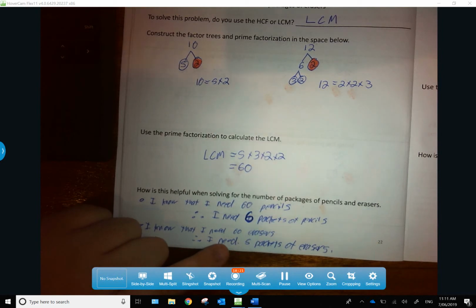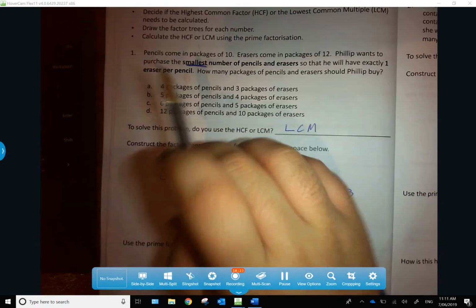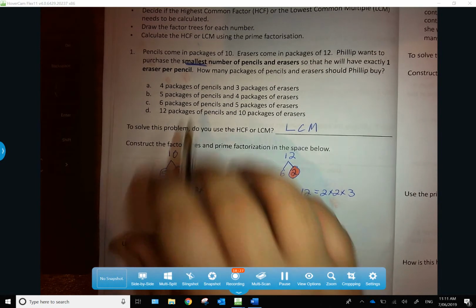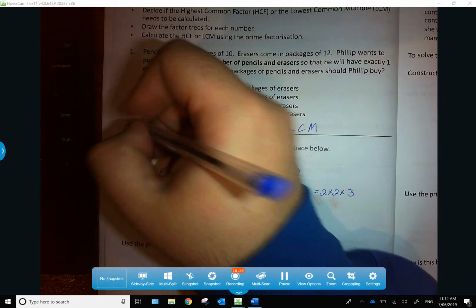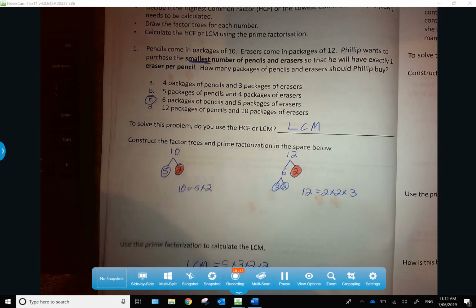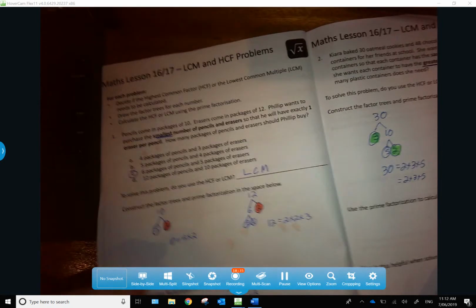Okay, so let's see if I can solve this problem. Which one is it? I need 6 packets of pencils and 5 packets of erasers. So the answer is C. Okay. That's one word problem, finding the lowest common multiple.